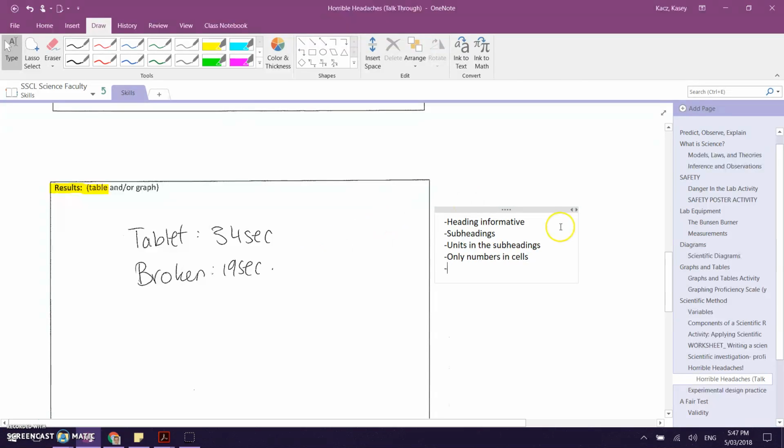And the last thing you need for your table is to use ruled lines. And it's a good idea to do it in pencil, but that's not a requirement. It just saves you from having to restart if you make any mistakes.